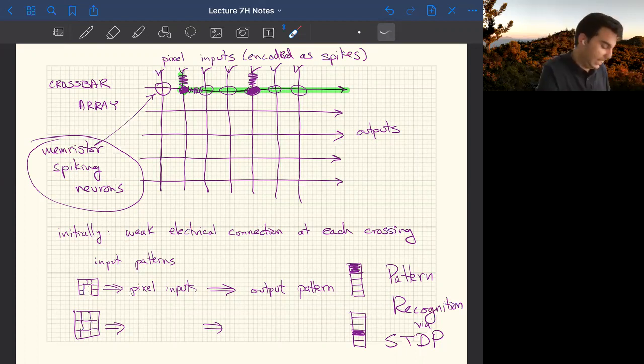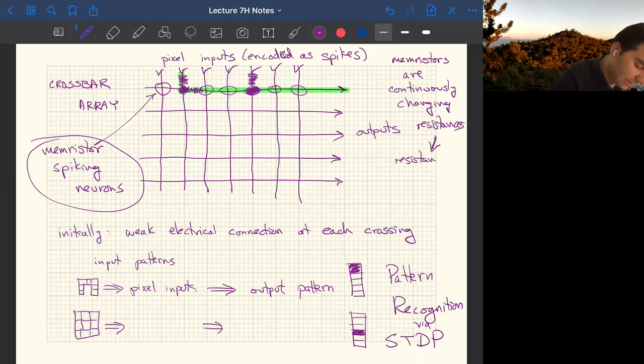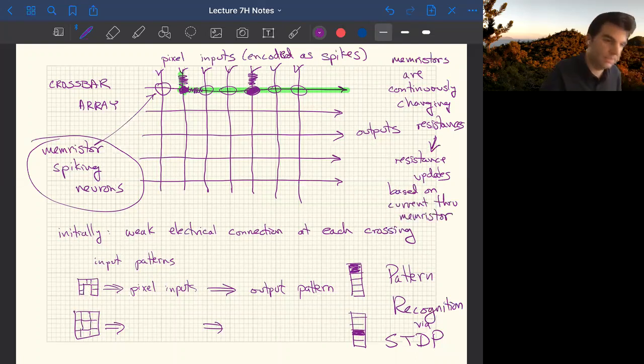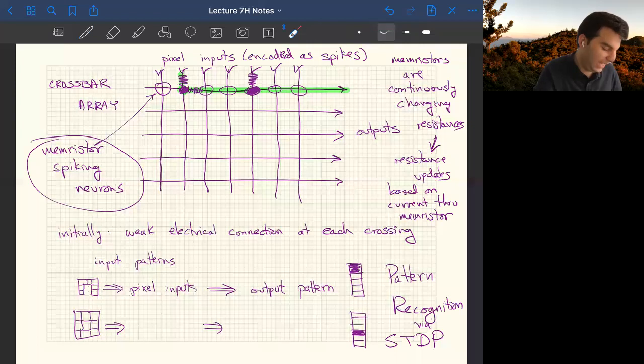You can view the memristors as continuously changing resistances, where the resistance updates based on current through the memristor. So there is no device going in and picking on a particular one and saying, okay, you update. It's all happening in a decentralized, self-organized way.